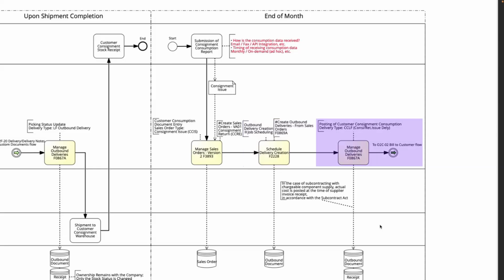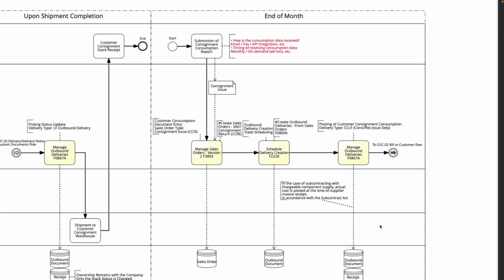Using the Manage Outbound Deliveries app, the administrator posts the goods issue, which reduces consignment stock and moves it to the customer-owned stock. Even if no physical stock is moving in the warehouse, the use of the Outbound Delivery app allows the warehouse and logistics team to maintain full visibility of what has been issued.